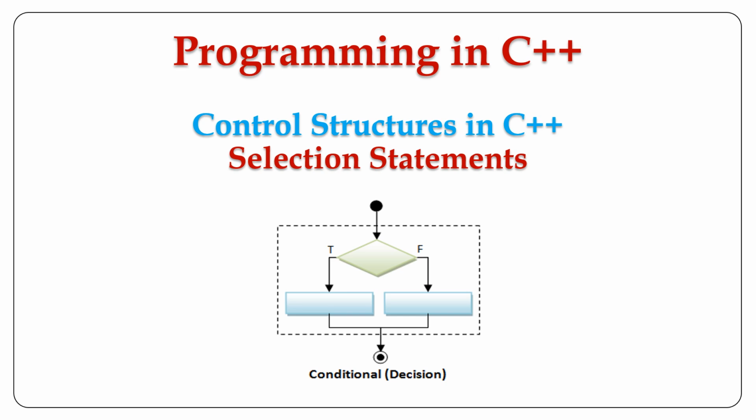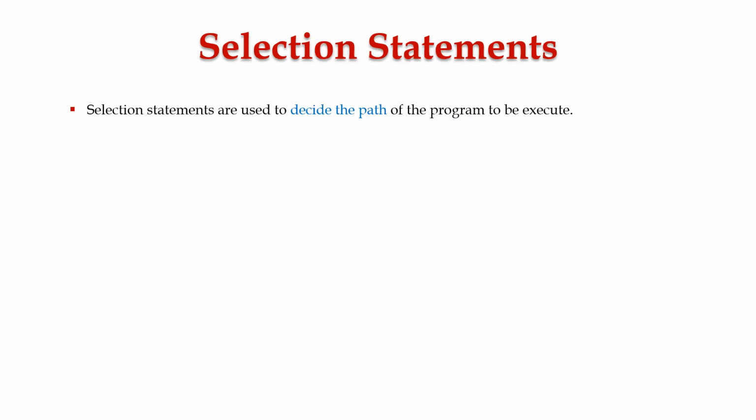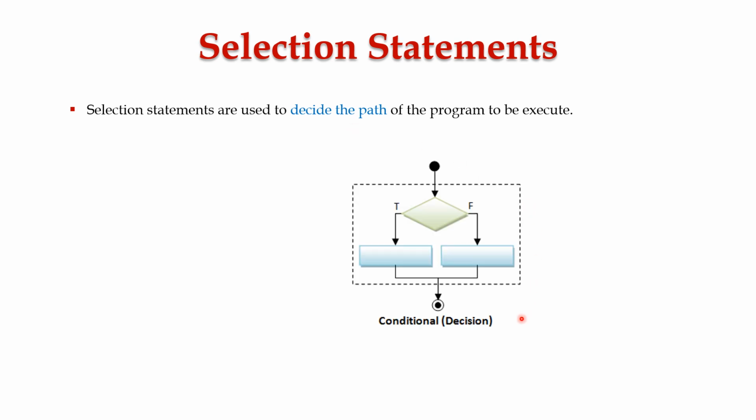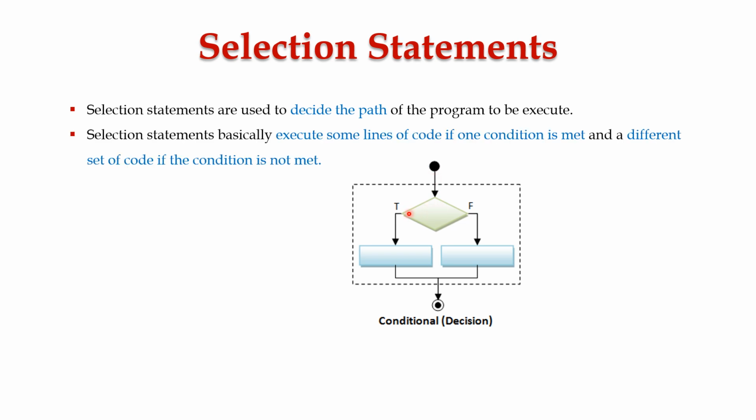In this session, let's learn about selection statements in control structures. Selection statement is mainly used to decide the path of the program to be executed. So let's have a flowchart for selection statement. Code starts here. We have a condition. If condition is true, a set of code will be executed. If condition is false, another set of code will be executed and program gets terminated here.